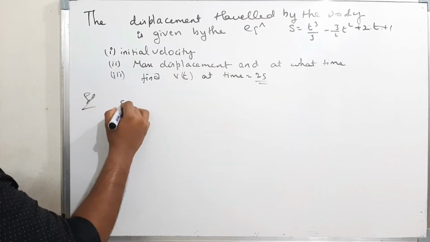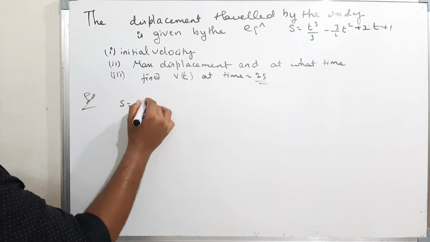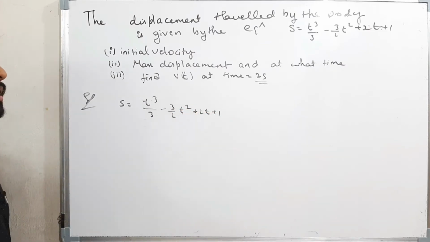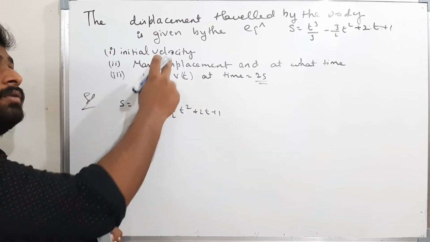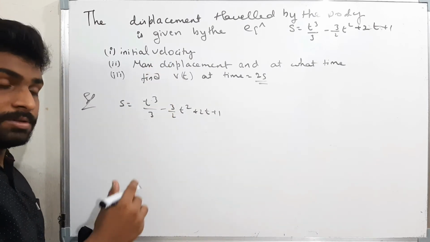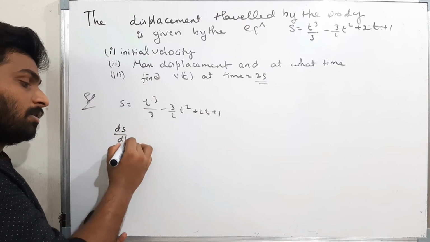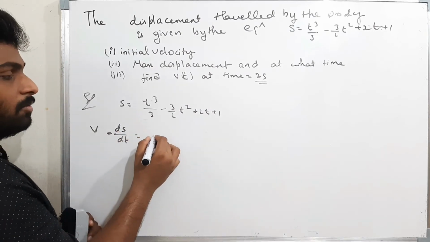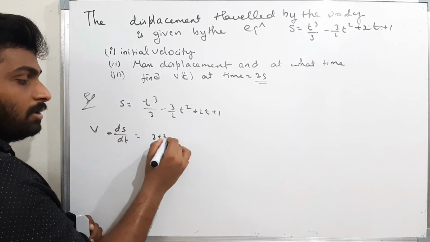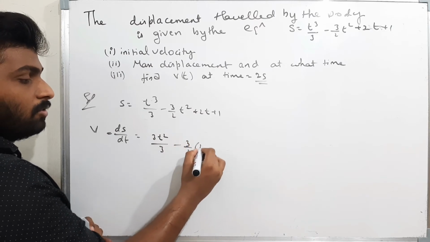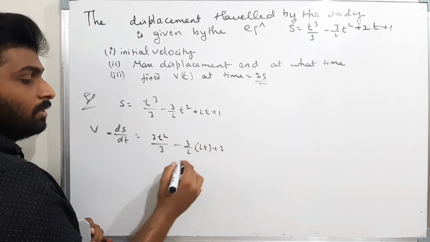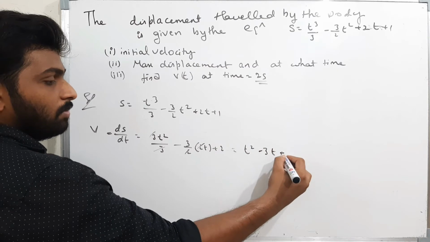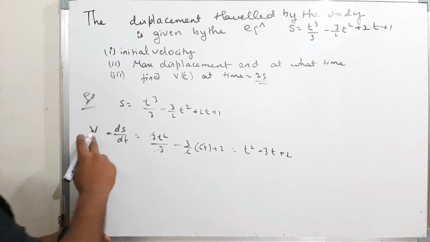See here. S is equal to t cube by 3 minus 3 by 2 t square plus 2t plus 1. Now they told to find the initial velocity. Now to find the velocity, what I have to do? I have to differentiate it first. Therefore, ds by dt is nothing but velocity. Differentiate. How much you will get? t square by 3 minus 3 by 2 2t plus 2. That is nothing but t square minus 3t plus 2. This is the velocity.